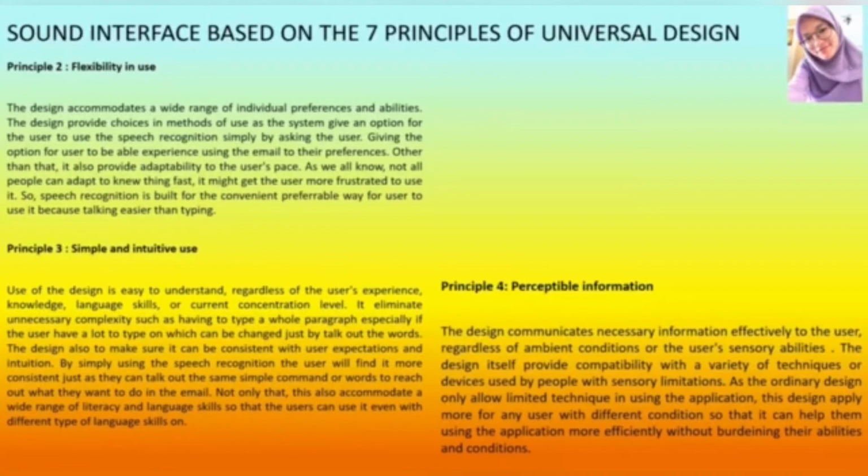The third one is principle 4, perceptible information. The design communicates necessary information effectively to the user, regardless of ambient conditions or the user's sensory abilities. The design itself provides compatibility with a variety of techniques or devices used by people with sensory limitations. As the ordinary design only allows limited techniques in using the application, this design applies more for any user with different conditions so that it can help them use the application more efficiently without burdening their abilities and condition.